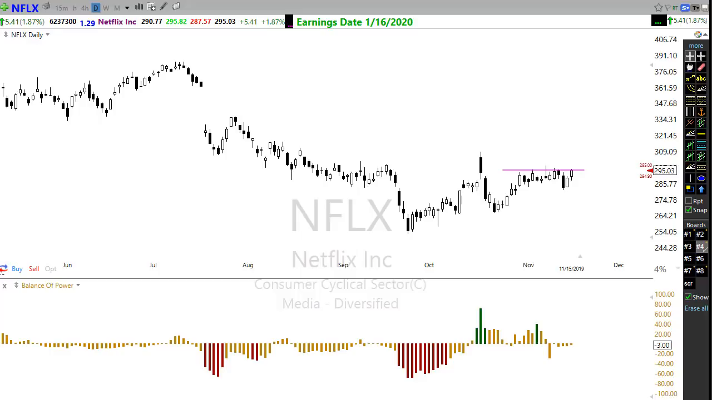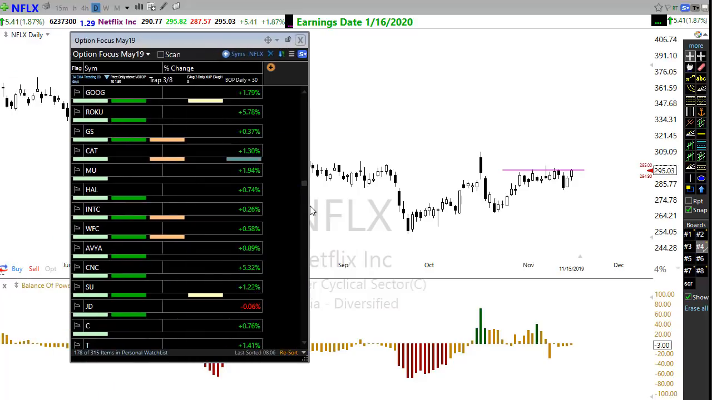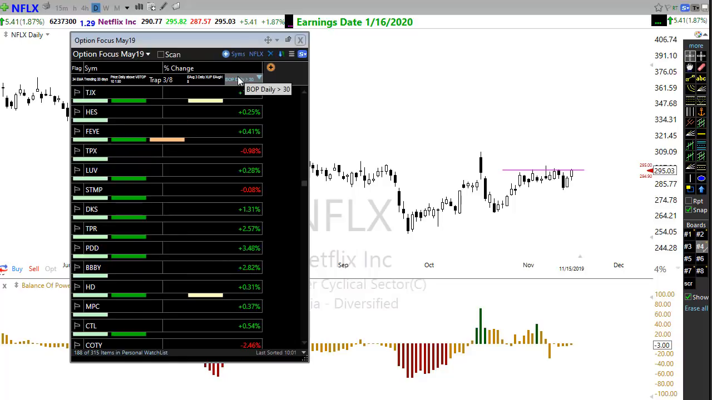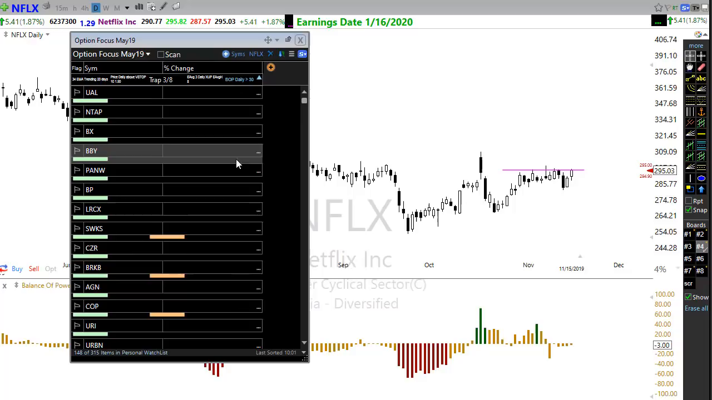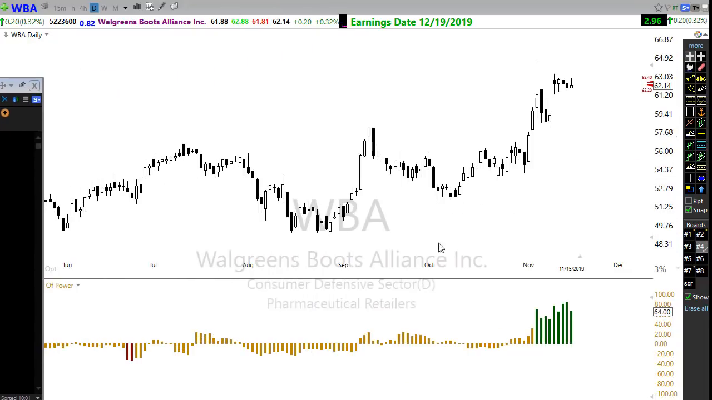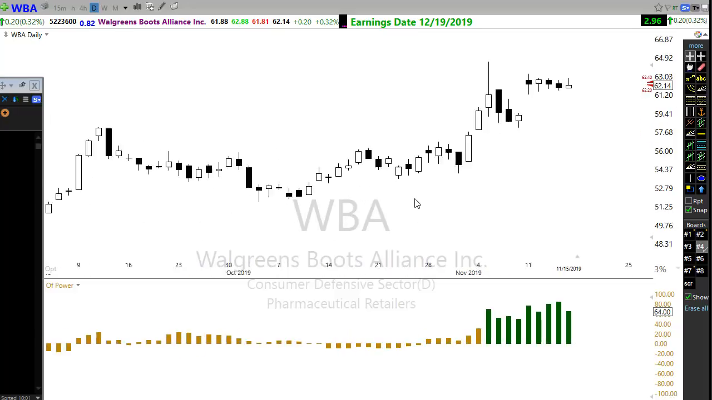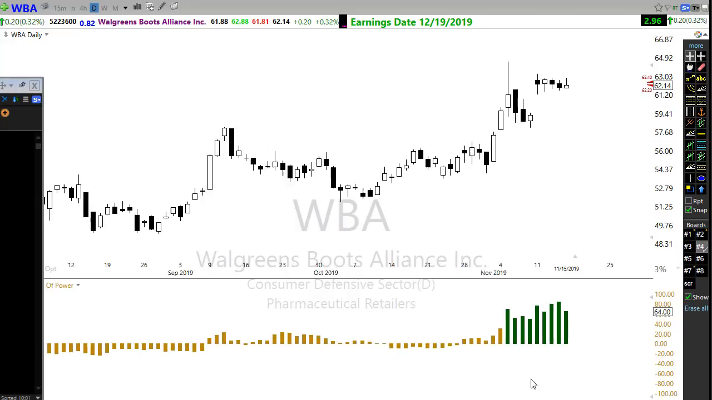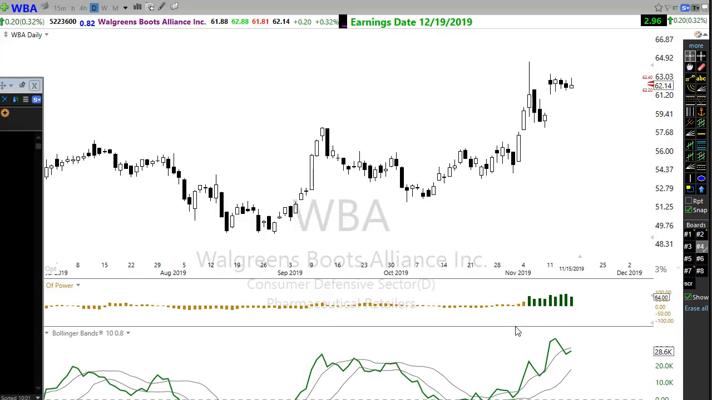So, for example, I run against my list, I have a balance of power greater than 30. By the way, it turns green at 30. So I can just sort my list by that, balance of power greater than 30. And you can see we've got WBA here. Does anybody like the fact that WBA is going flat sideways? TSV is showing us strength, and balance of power is registering strong buying going on in WBA.